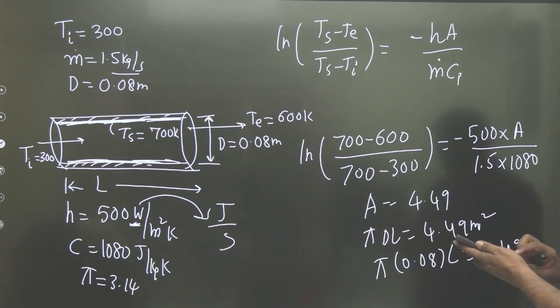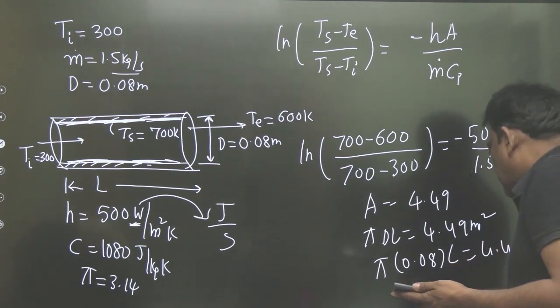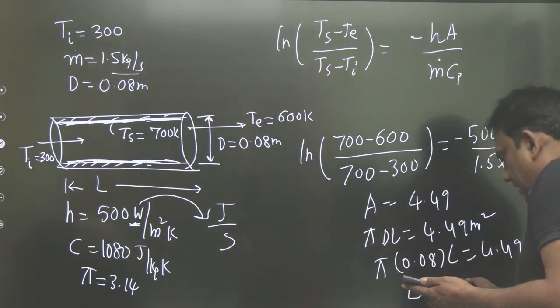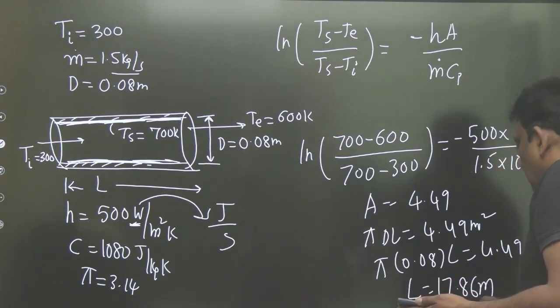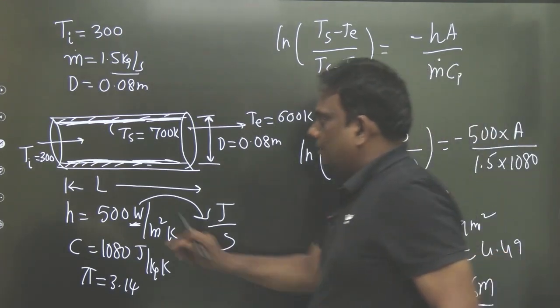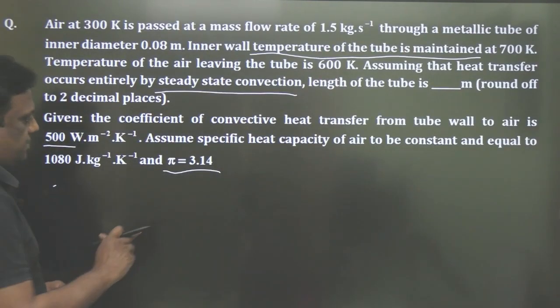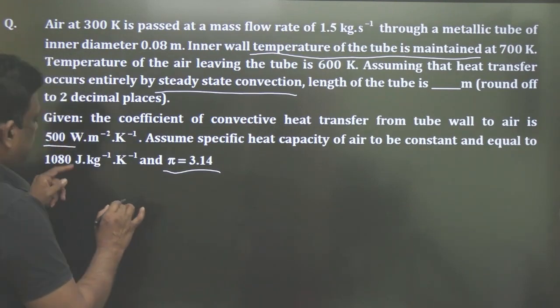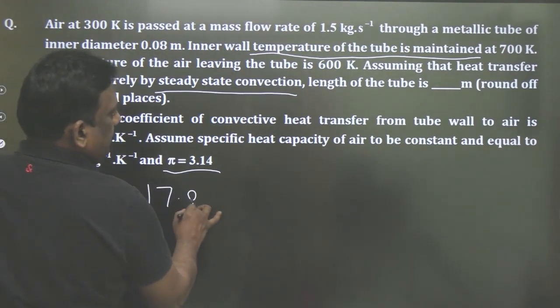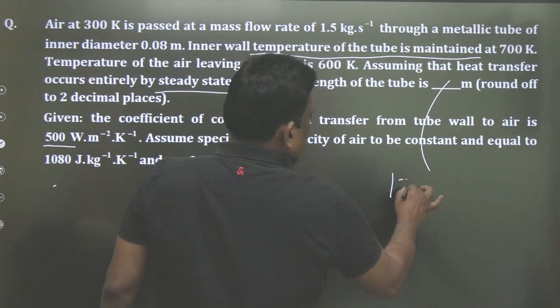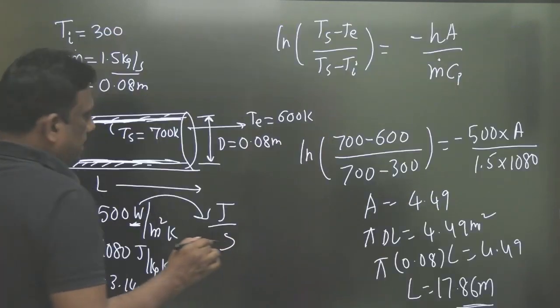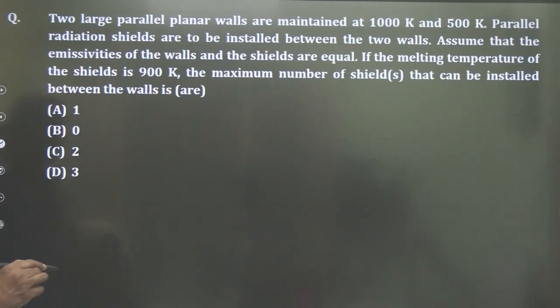Pi into d into L equals 4.49. I'm getting the answer as 17.86 meter. So it is a fill in the blank question if I am not wrong. Yes. So the length is asked, that is 17.8. Let me check, sir. 17.8. Yes. Take this question. Next.